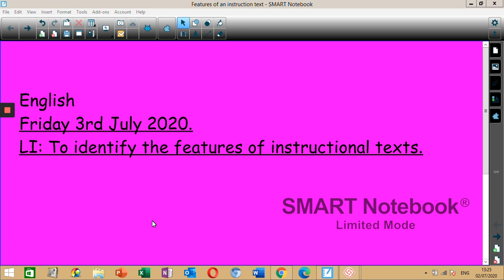So can you please write down the long date, Friday, 3rd of July 2020, and the LI to identify the features of instructional text. Well done, everyone.